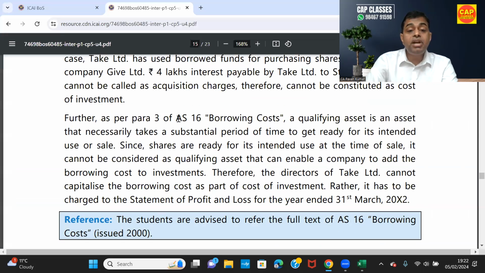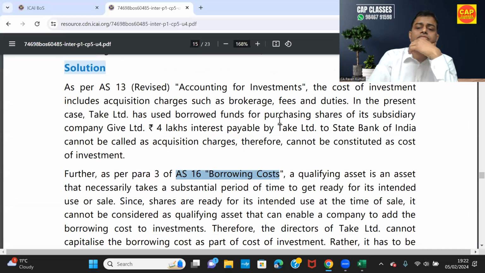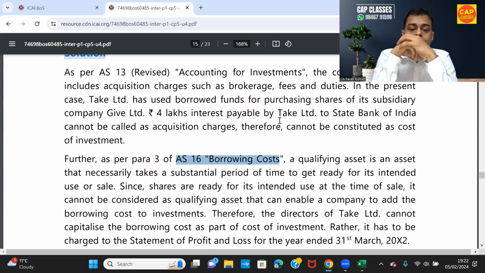Read the whole answer, the first paragraph also. As per AS 13 revised, accounting for investments, the cost of investment includes acquisition charges such as brokerage fees and duties. In the present case, Take Limited has used borrowed funds for purchasing shares of its subsidiary company, Give Limited. Rupees 4 lakhs interest payable by Take Limited to State Bank of India cannot be called acquisition charges. Therefore, it cannot be constituted as cost of investment.